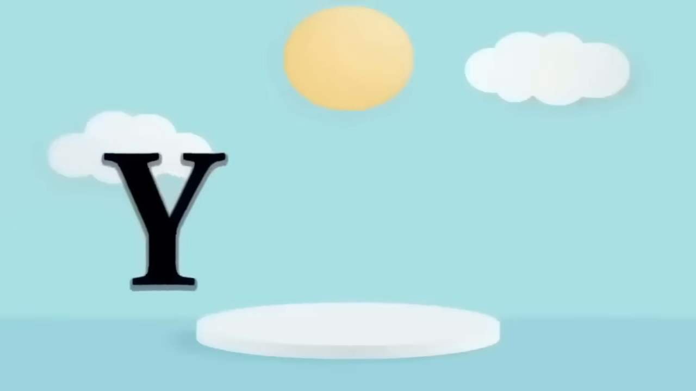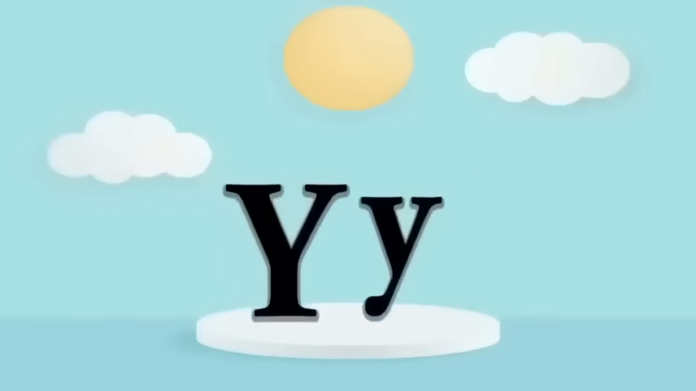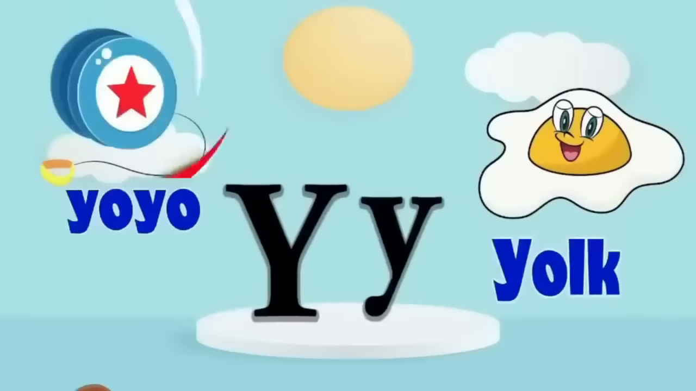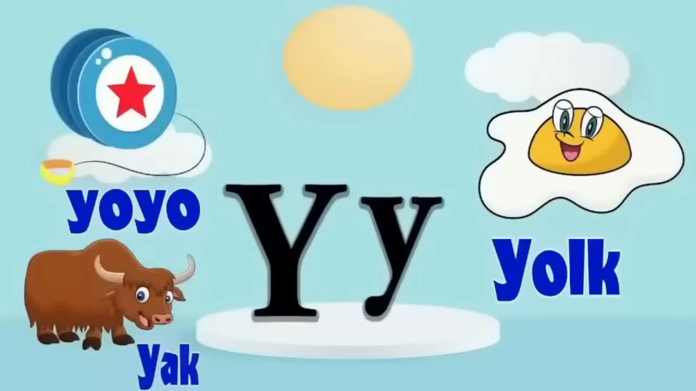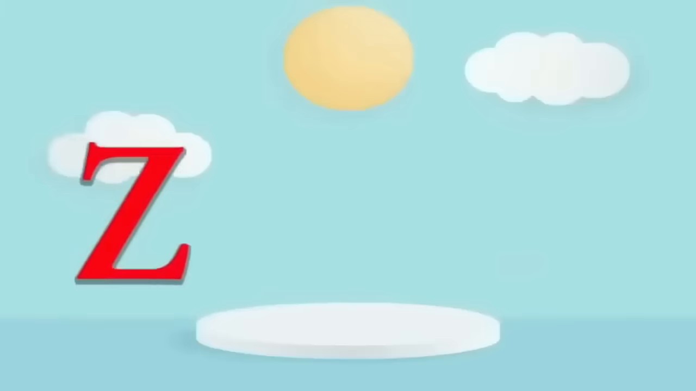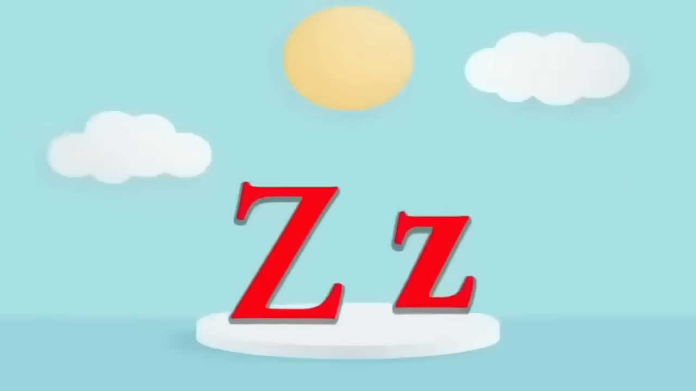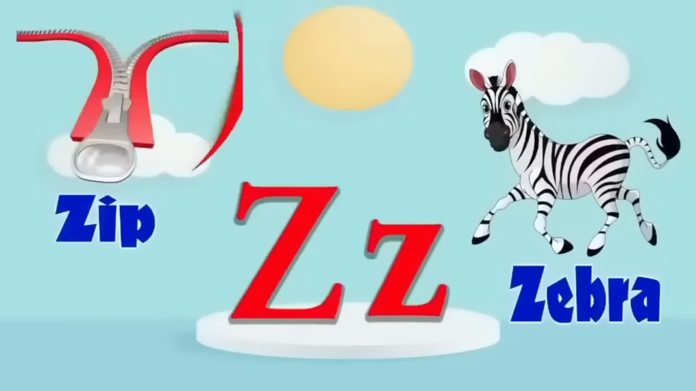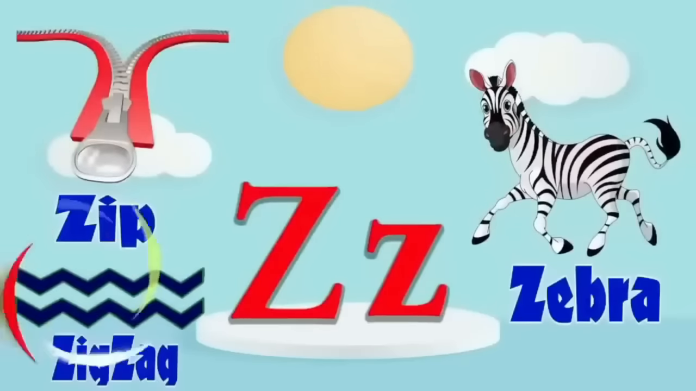Y for yacht. Y for yo-yo. Y for yak. Y for yacht, yo-yo and yak. Z for zebra. Z for zip. Z for zigzag. Z for zebra, zip and zigzag.